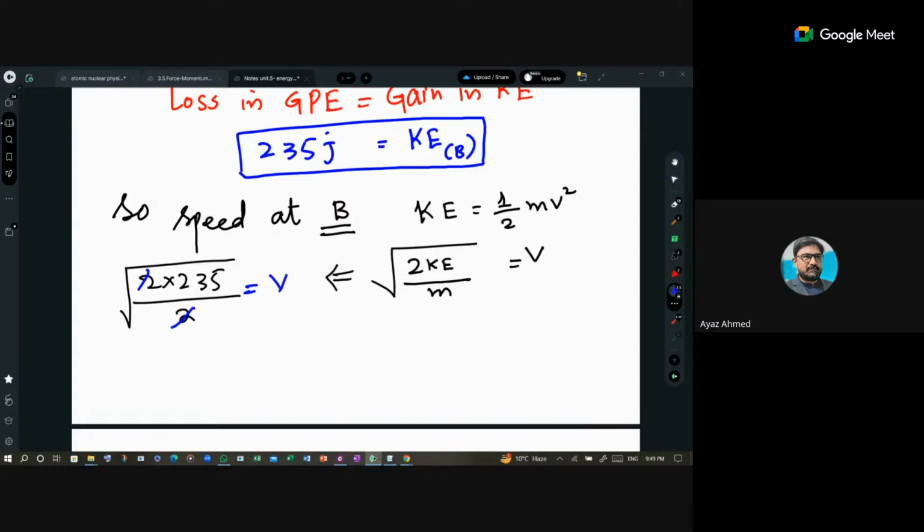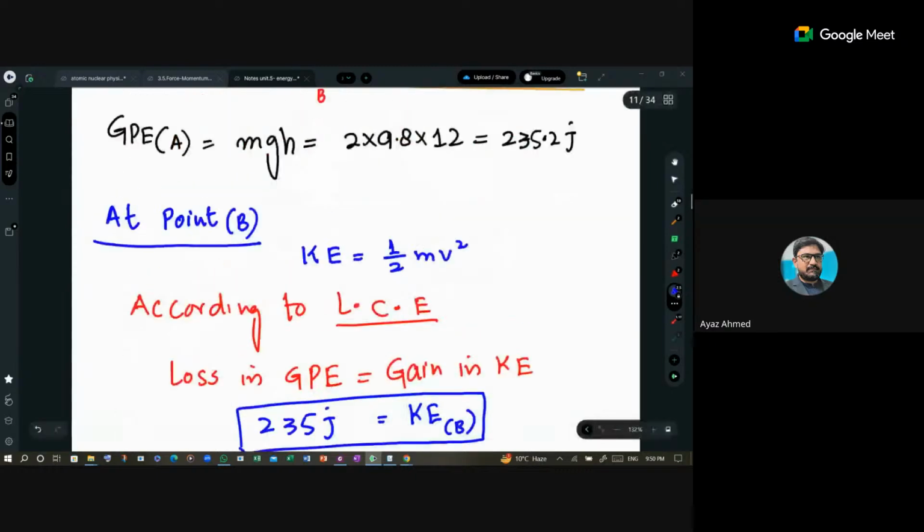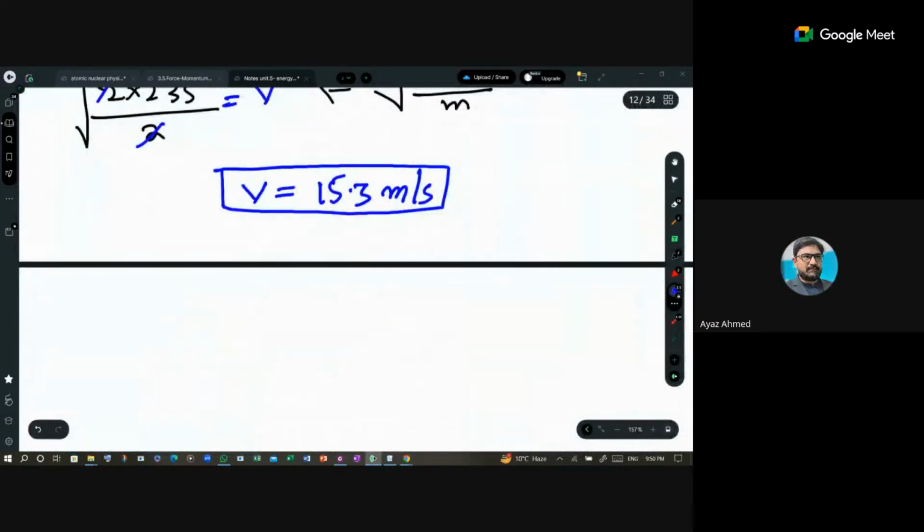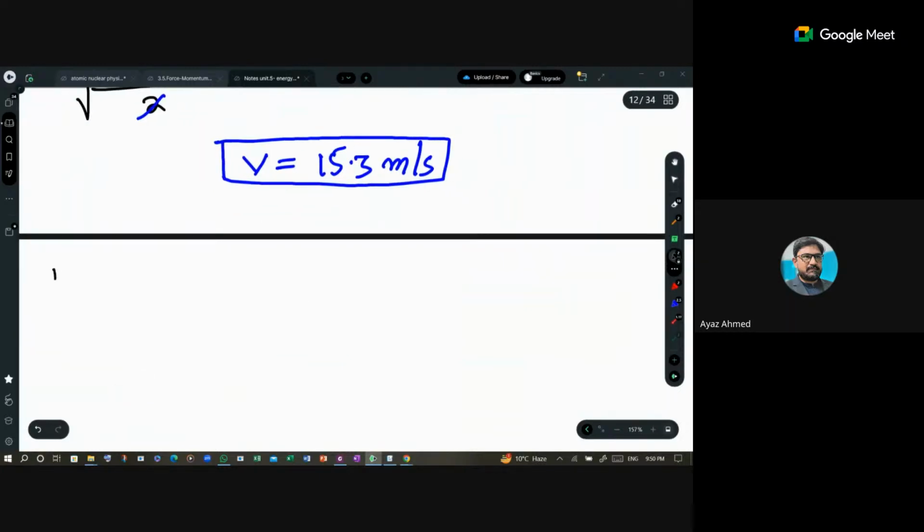So what will be your speed? What is the square root of 235? Approximately 15.3 meters per second. It means this ball has to reach this point with this much speed. Are you agreed? Yes.